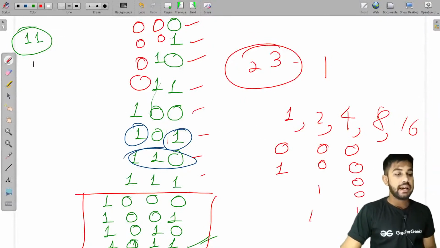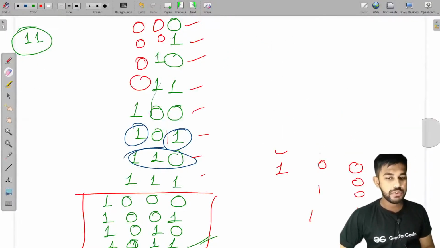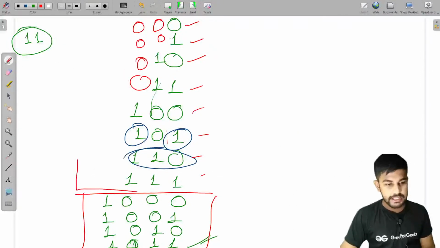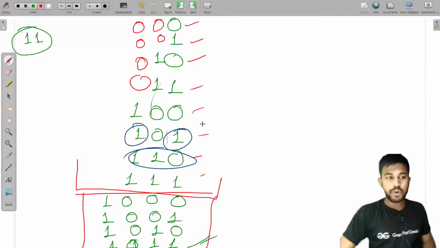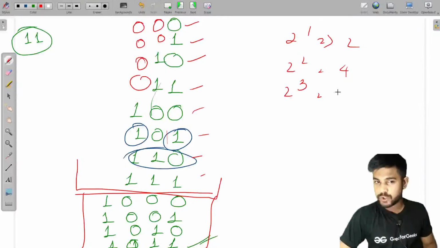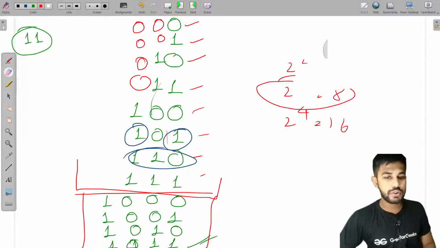So what we can do is take out the values till this point, 2 to the power 3, that is the highest power of 2 available within the number. Suppose this is 11: 2 ones are 2, 2 twos are 4, 4 twos are 8, and then 8 twos are 16. 16 is greater than the number, so we would be taking this 8 itself. Okay, good to go.